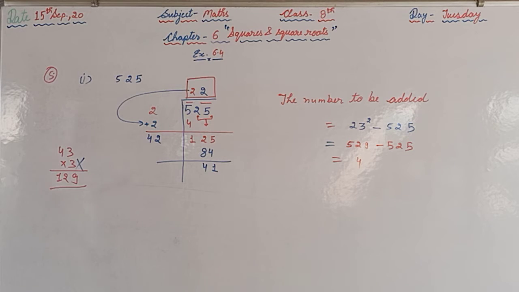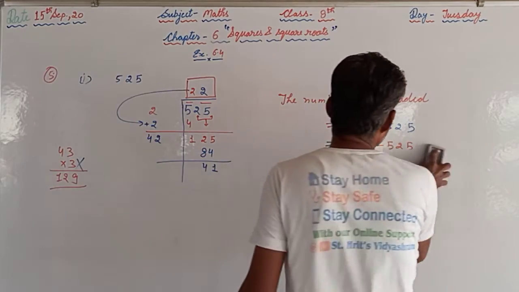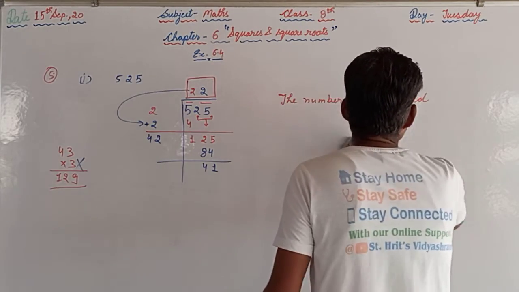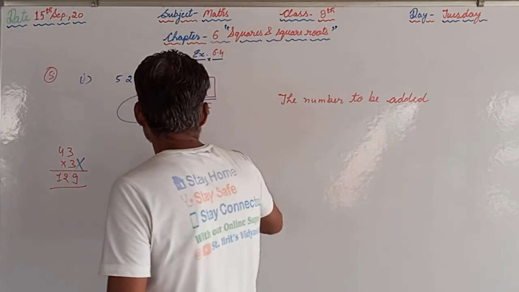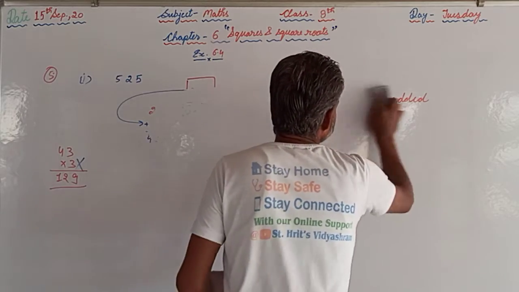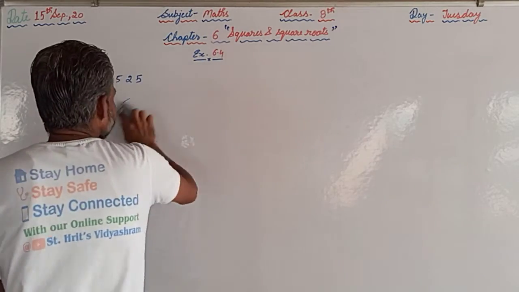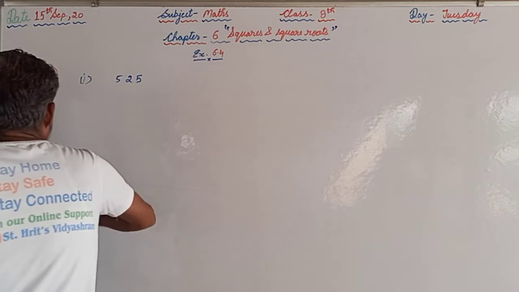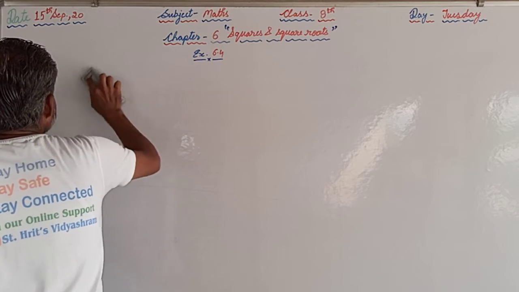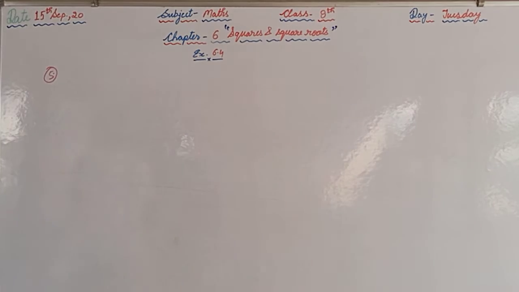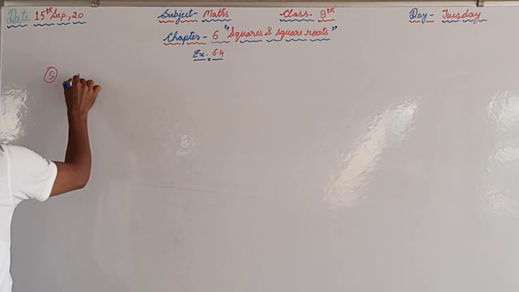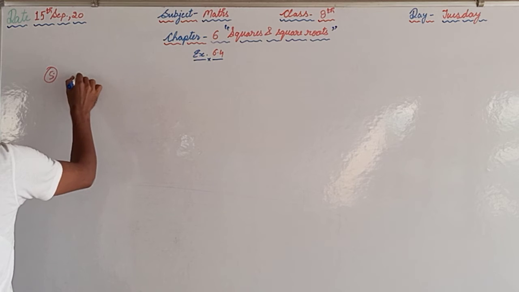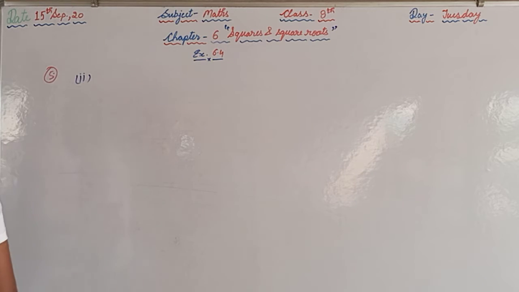So like this we have to proceed. Now we will take one more part from the same question. That is part second, and second part is 1750.